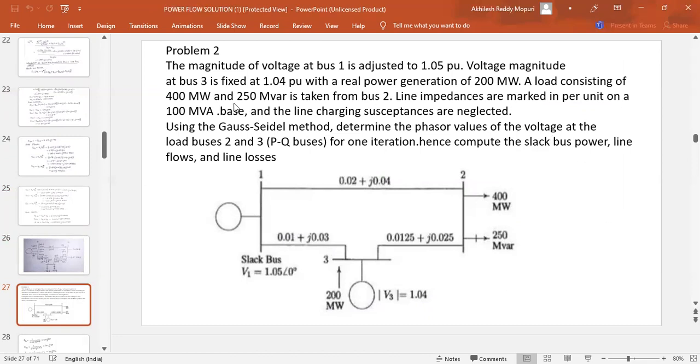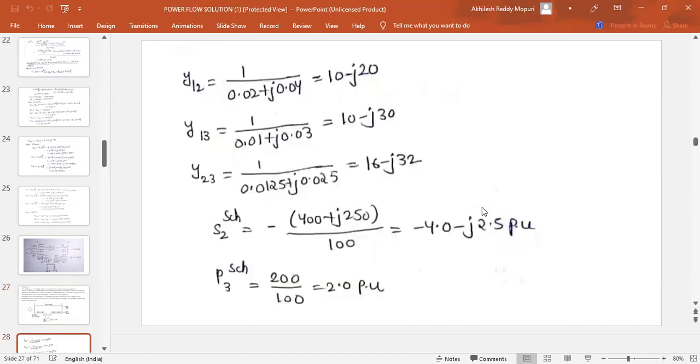A load consisting of 400 megawatt and 250 megavolt ampere. They had given P and Q here. So, 2 is a PQ bus. Line impedances are marked on per unit of 100 MVA. Now, we will see here they had not given any power mismatch range for Q. This is the second type of problem.